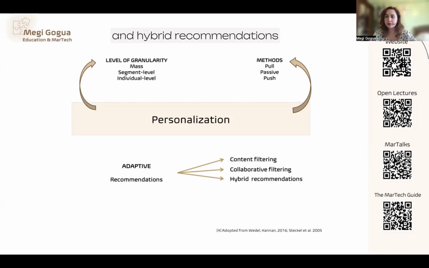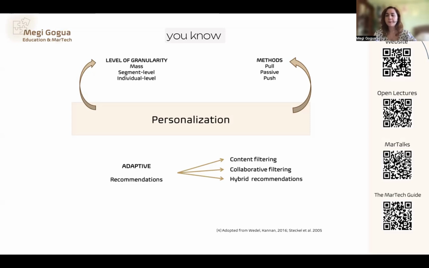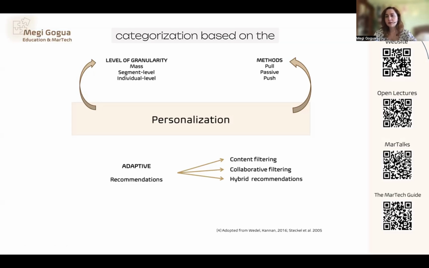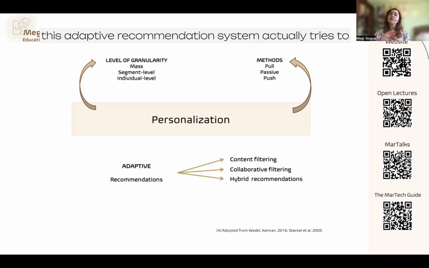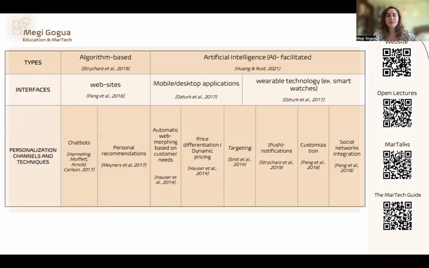And hybrid recommendations, it's more like the auction based one. So it adapts towards what's best for you, how you behave, and whether you appreciate the categorization of the product based on the content filtering, categorization based on the behavior of other people. Depending on you, this adaptive recommendation system actually tries to understand and offer you what you respond to best.